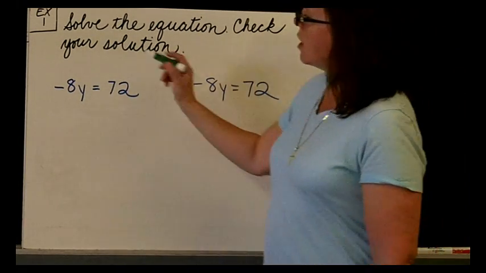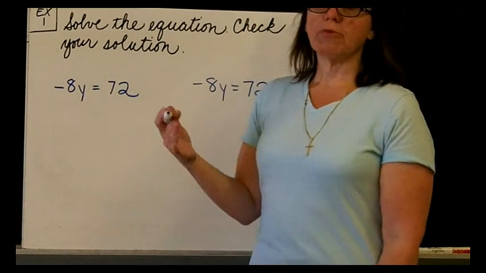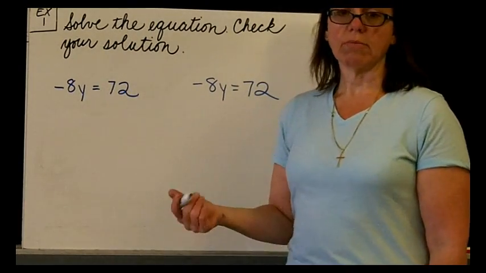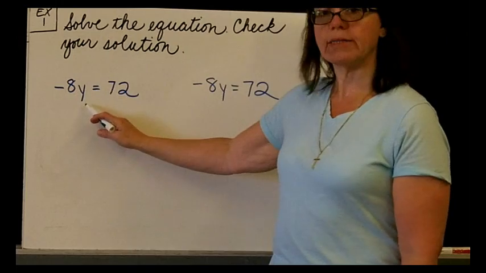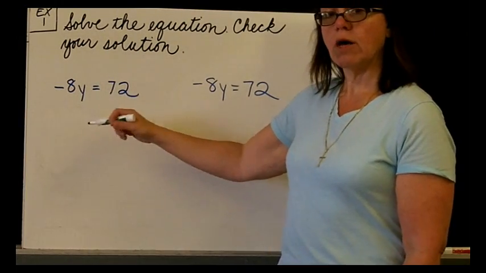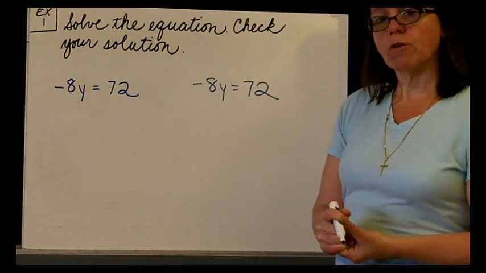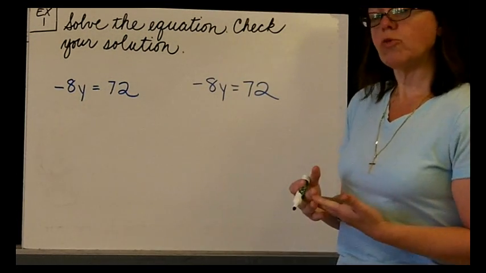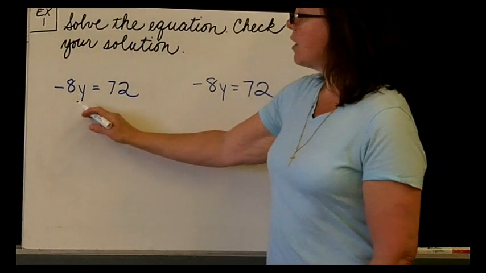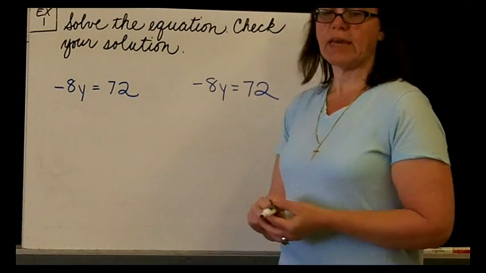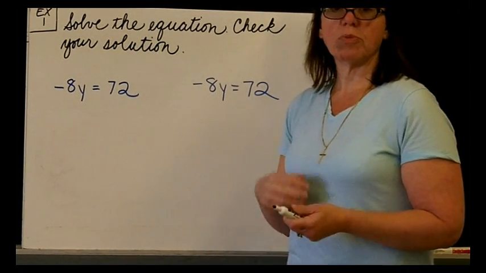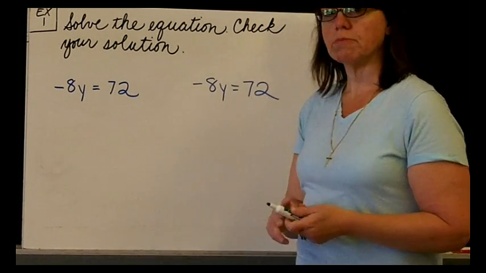Let's take a look. Our goal for each and every one of these equations is the same. It is to get the variable by itself. And right now, the y is not alone. It has a -8 as a coefficient. So what's happening to the y? It's being multiplied right now by a -8. And what we need to do is apply the inverse operation.